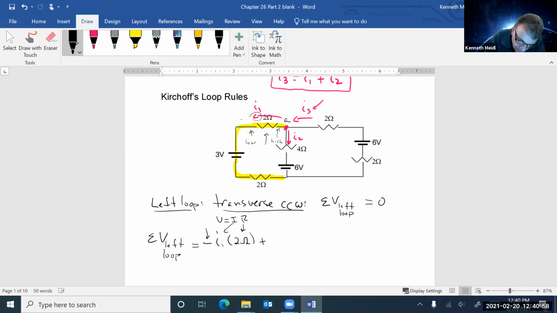And as I'm coming across here, on the battery here, right, this is the high energy side, and this is the low energy side. So as I cross it going this way, I'm going down 3 volts.